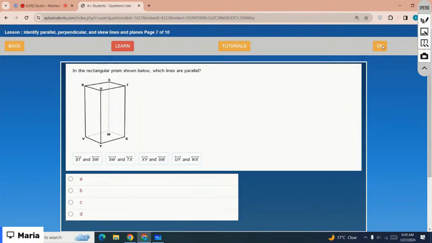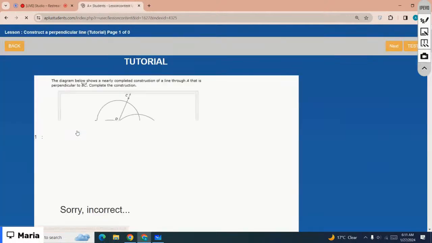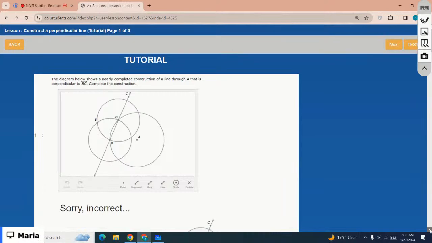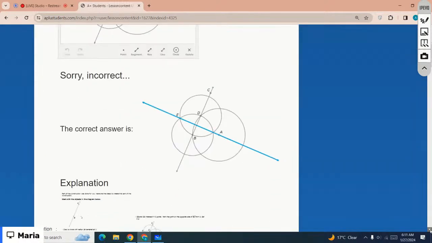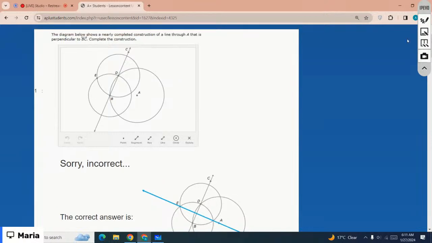Okay, you can complete the lesson by yourself later today. Let me just move on to the next lesson. The next lesson is construct a perpendicular line. Let's just see. But I think we cannot read them. Yes, so let's just leave this one.